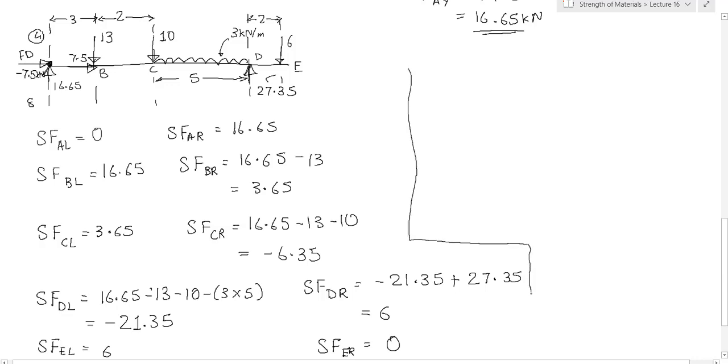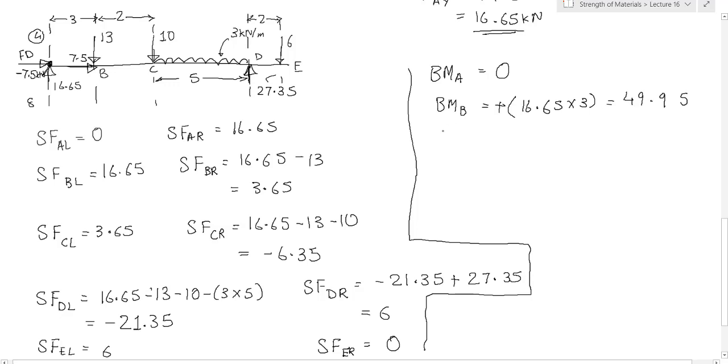Now we can do all the bending moment calculations. What will be the bending moment at A? At A it will be 0 because there is no force to the left of A. Then bending moment at B. We have to consider only the vertical forces, not the horizontal forces in this case. Considering only the vertical force, 16.65, it is producing sagging, so it is positive. 16.65 into 3 is 49.95. So we have found bending moment at B.